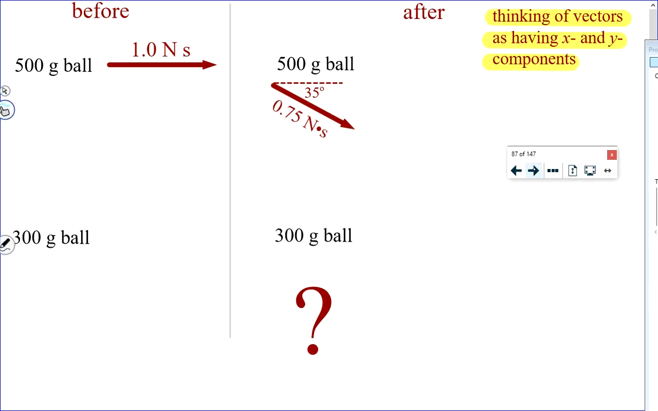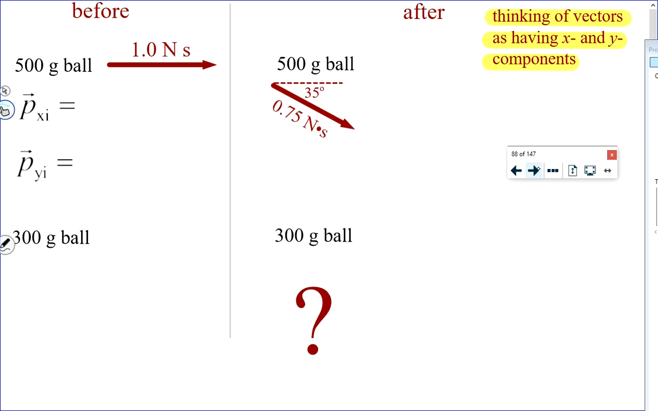Next, and I've typed up here, thinking of vectors as having x and y components. That's a little bit of a silly thing to say. All vectors have x and y components. What I am telling you here is what we need to do for this method is to determine the x and y component of each object if we know each object's momentum.